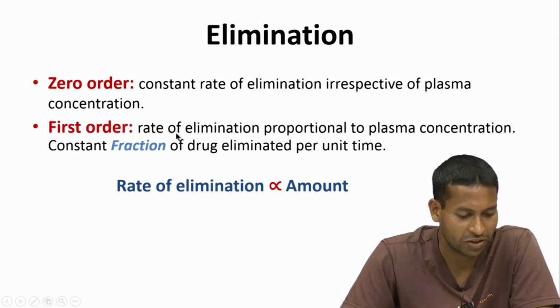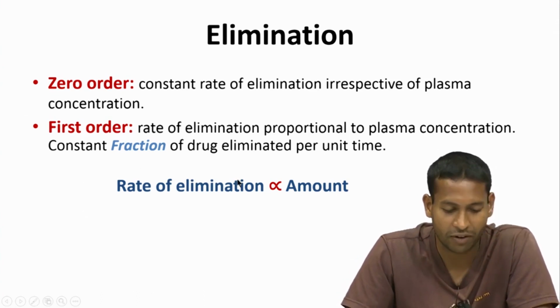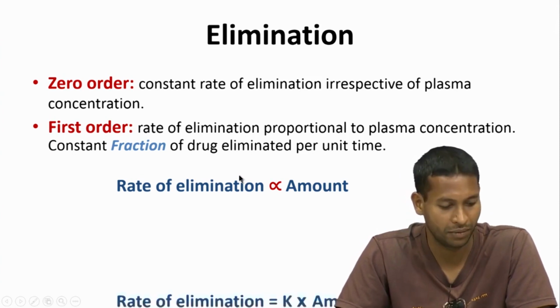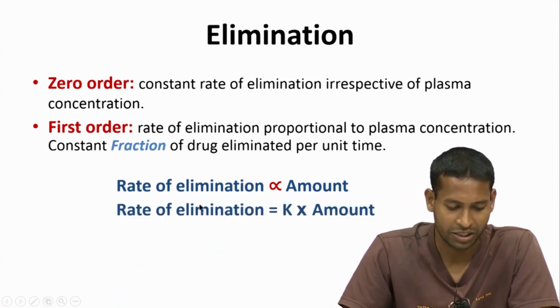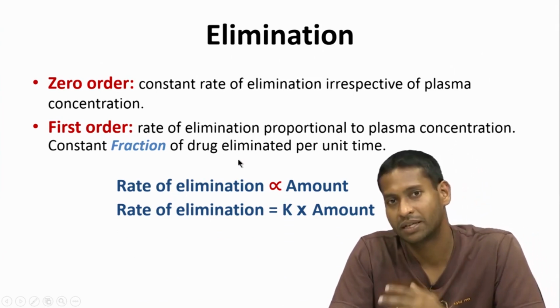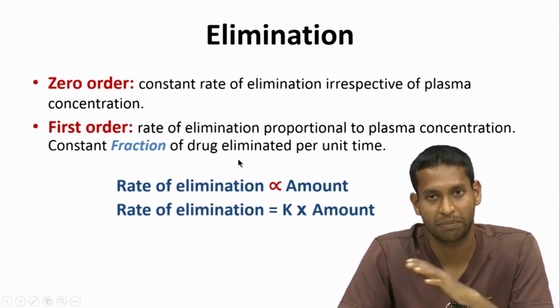So if we are talking about first order, it can be mathematically expressed as rate of elimination is proportional to the amount that is present at that time. And so essentially you can take out the proportionality constant and say rate of elimination is equal to some rate constant multiplied by the amount.